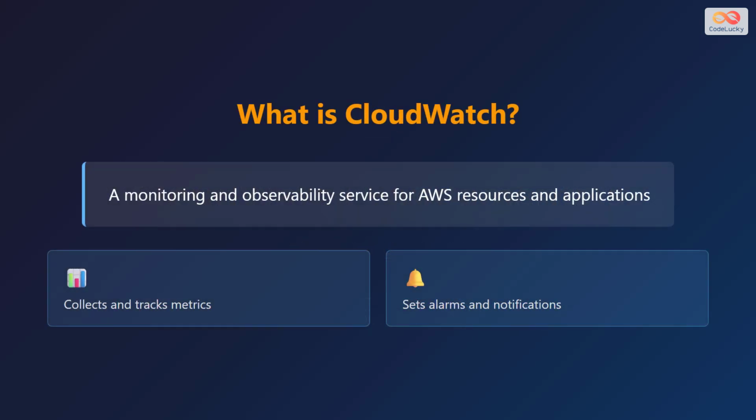Amazon CloudWatch is a monitoring and observability service designed specifically for AWS resources and applications. Think of it as the central nervous system of your AWS environment, constantly gathering information about how your resources are performing. CloudWatch collects and tracks metrics, which are essentially measurements of your system's behavior. It also sets alarms and sends notifications when something needs your attention. This allows you to stay informed about your infrastructure's health without constantly checking it manually.